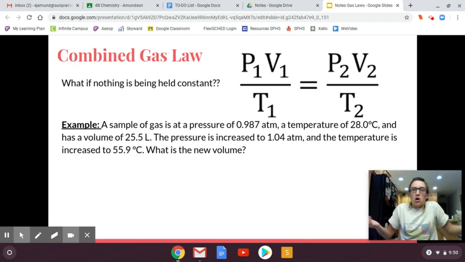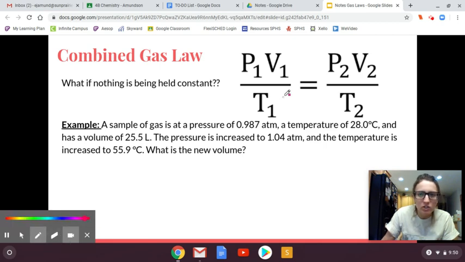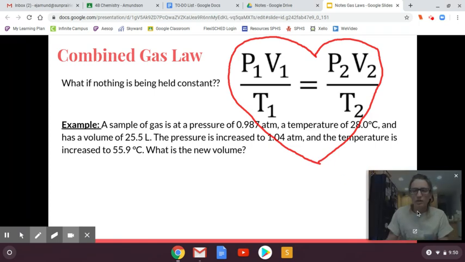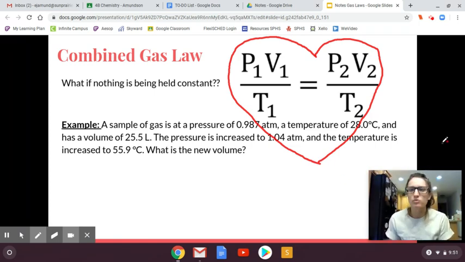The very last thing is basically, what if nothing is being held constant? If everything is changing, then I can't use Boyle's law or Charles' law or Gay-Lussac's law. We have the combined gas law, all right? And really, this combined gas law is the only thing you need to know because it encompasses all of the other laws. So if you know this one, you know them all. P1 times V1 divided by T1 equals P2 times V2 divided by T2, okay? If you know this one, you're good.